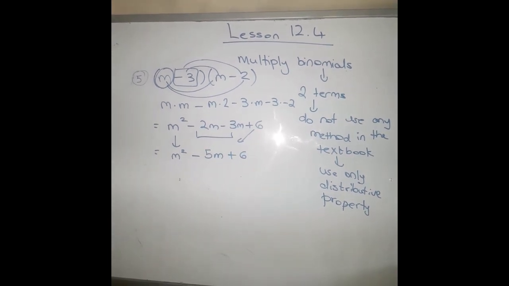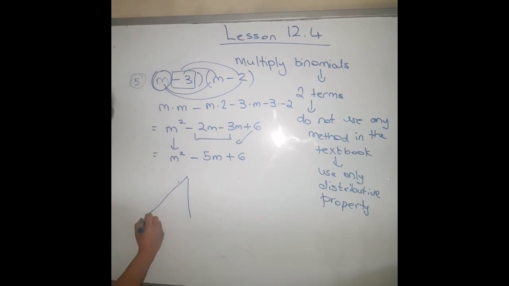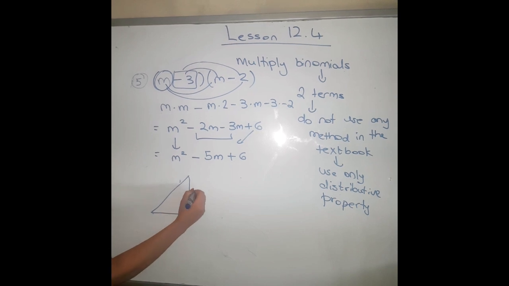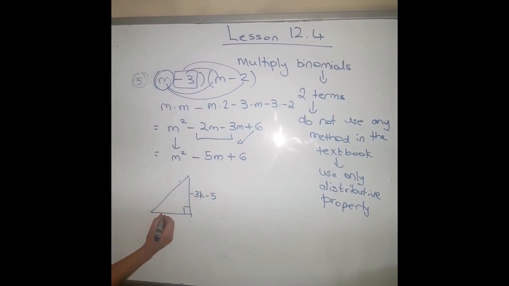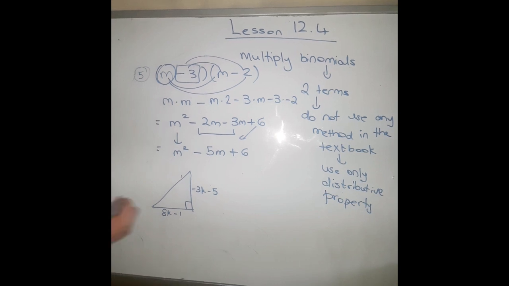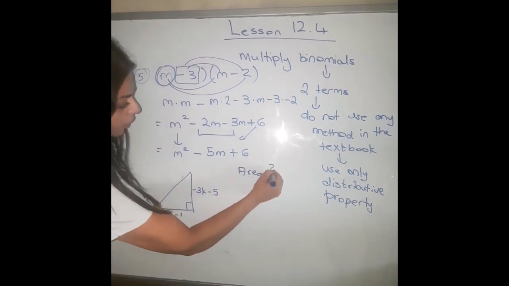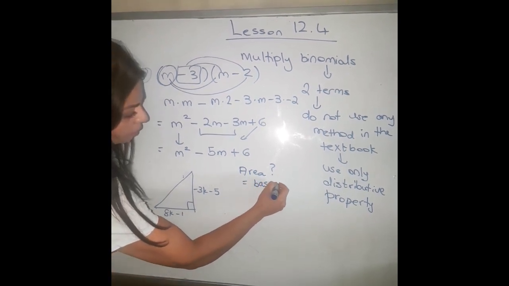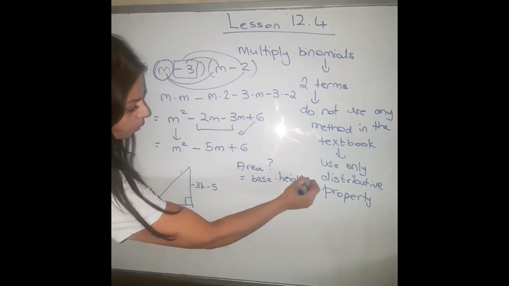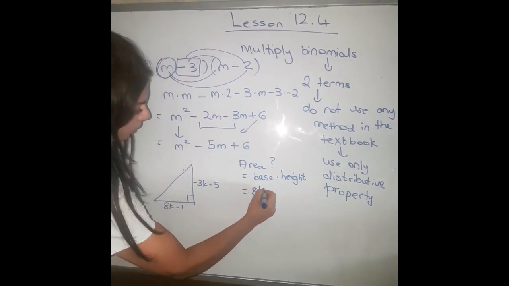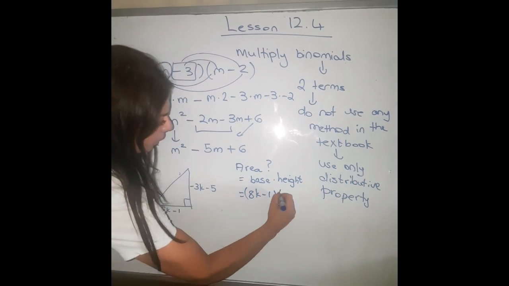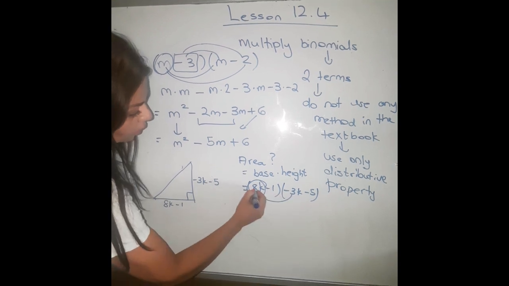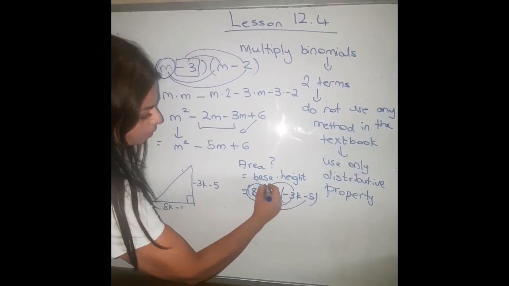The last example we have is a triangle. It's a right-angled triangle. And I have the height to be negative 3k minus 5 and the base to be 8k minus 1. And they tell me to find the area. What is the area of a triangle? Base times height. What do I do? I take the base, 8k minus 1, and I take negative 3k minus 5, and I start distributing this into the second parenthesis, this into the second parenthesis.